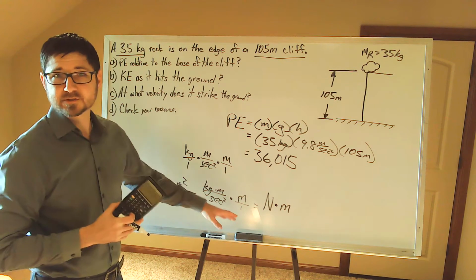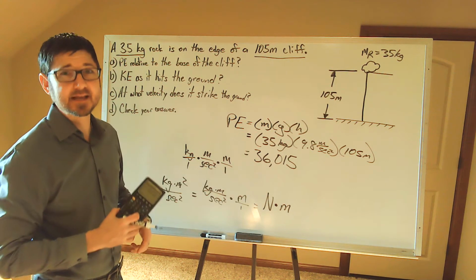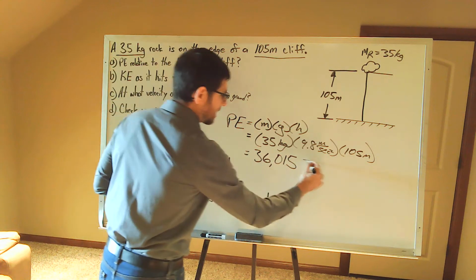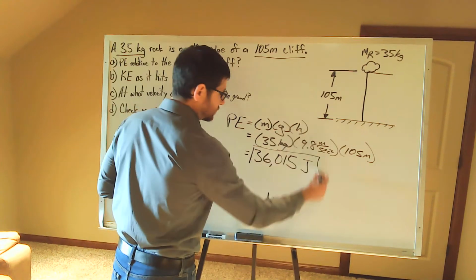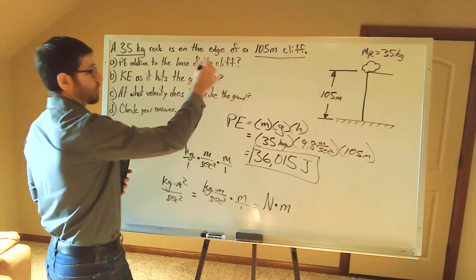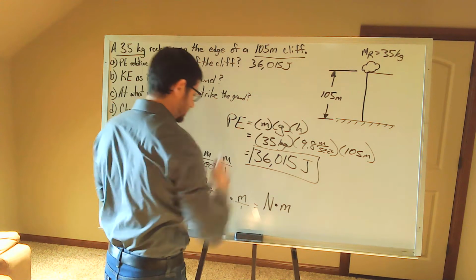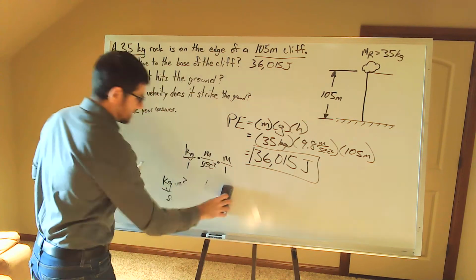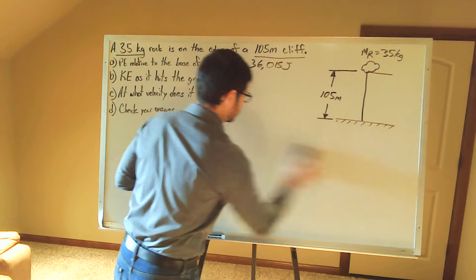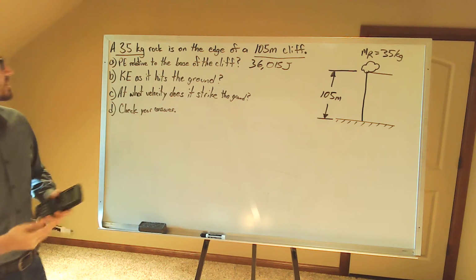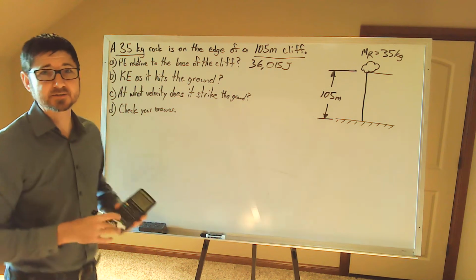And whenever we're describing gravitational potential energy, a newton meter is a joule. So our answer is 36,015 joules. Right here, so part A, 36,015 joules. Okay, let's take a look at part B. So part B wants us to calculate the kinetic energy as the rock hits the ground.